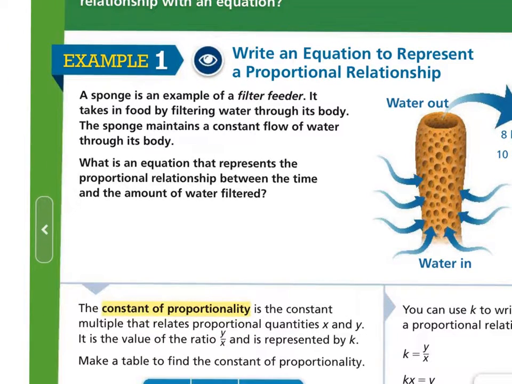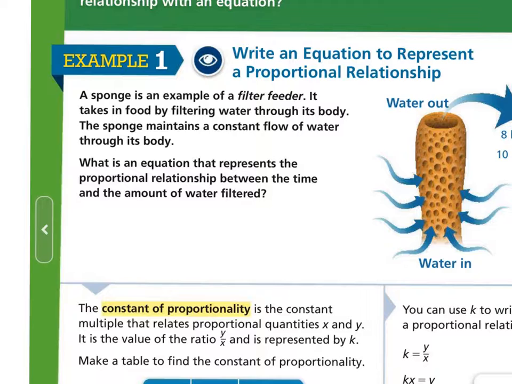example 1, a sponge is an example of a filter feeder. It takes in food by filtering water through its body. The sponge maintains a constant flow of water through its body. What is an equation that represents the proportional relationship between the time and the amount of water filtered?